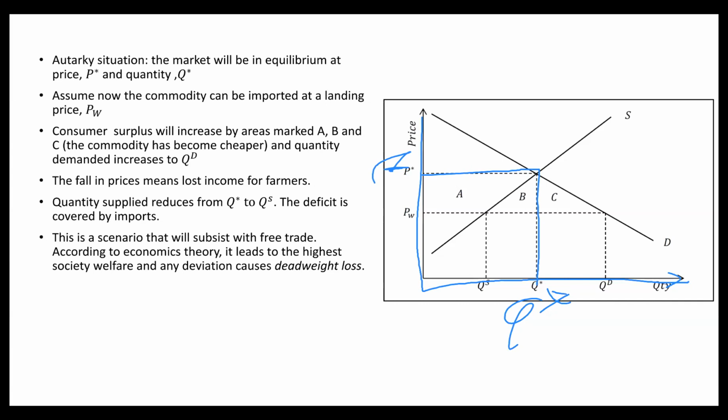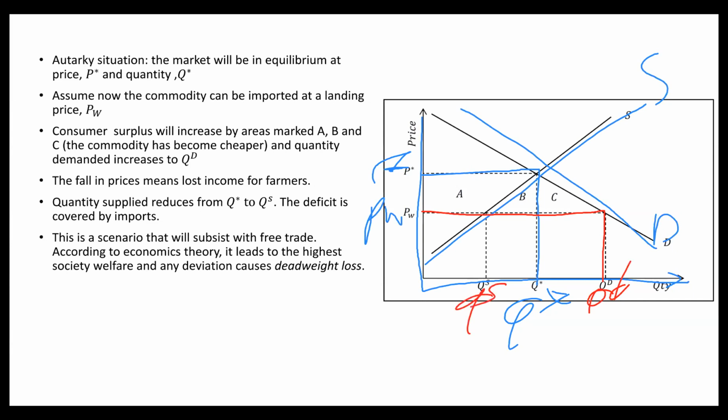We assume now that the commodity can be imported at a landing price of PW. We want to import at a lower price, PW. Observe QD and QS: the quantity supplied is lower than the quantity demanded at that low price. So there is some shortage here.